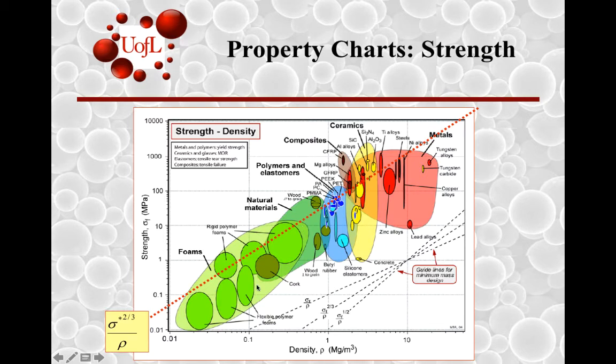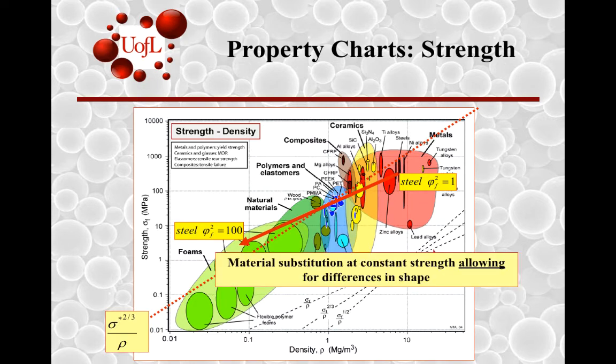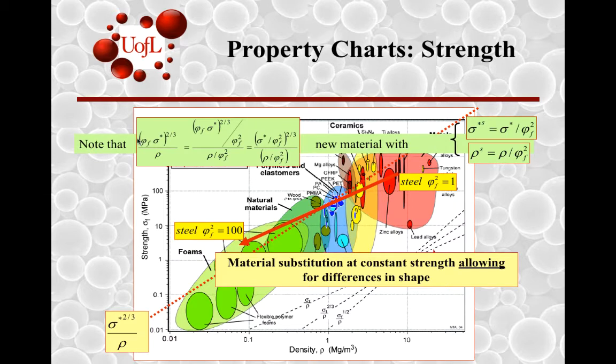The slope and the intercept for this line can move things up and down. And we've seen how a shaped steel can be competitive, and material substitution allows for constant strength for different shapes. Mainly, you have the shape factor introduced within the brackets under this 2/3 index over here. And so if you divide numerator and denominator by phi square, you can take the term within the power of 2/3. This is the same.